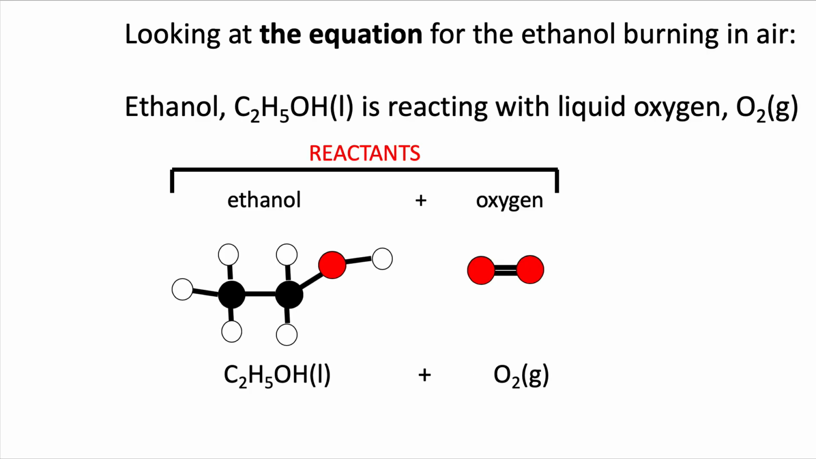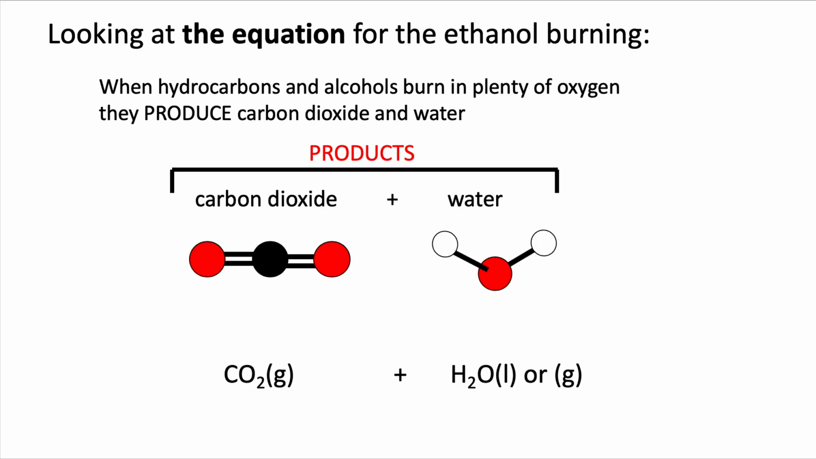So the reactants, when we're burning ethanol in air, are going to be ethanol, and it's the oxygen in the air that's going to react. The ethanol is a liquid at room temperature as you start the reaction, and the oxygen is a gas. Now, what are the products? If you have hydrocarbons, compounds that contain hydrogen and carbon only, or alcohols which have that OH group on them, and you've got plenty of oxygen, you will produce carbon dioxide and water.